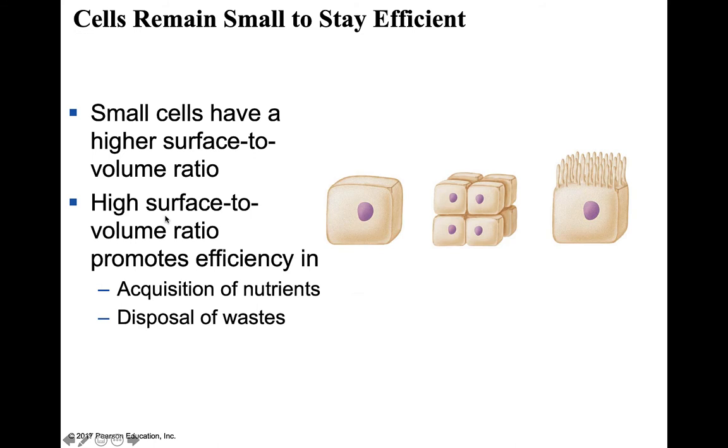Now, a really important characteristic of cells is their small size. So that's something that I want to make sure that you're comfortable with. And this is important because there's this concept of high surface to volume ratio. A high surface to volume ratio is a much more efficient way. It's going to allow for better transport mechanisms. It's going to allow the cell to get nutrients more easily and also to dispose wastes.